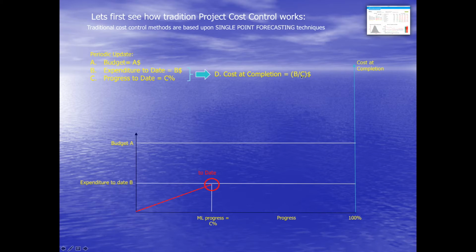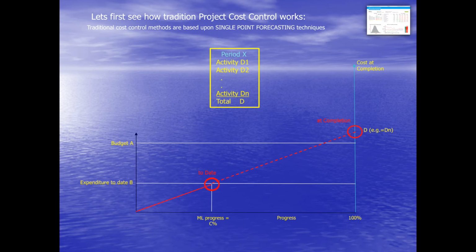But to come up to this cost at completion, we simply extend this line to completion. And we see here that the cost at completion for this activity is above the budget. So we're expecting a cost overrun here. But it's very, very uncertain. This is only the most likely progress. To get to the total cost at completion for the whole project, we add all the activities. It's a straightforward addition of numbers.